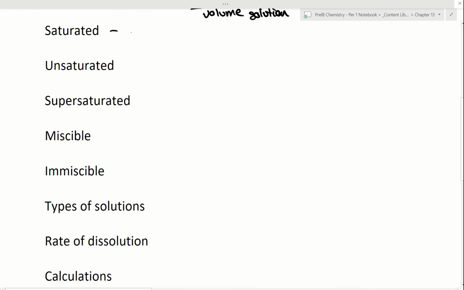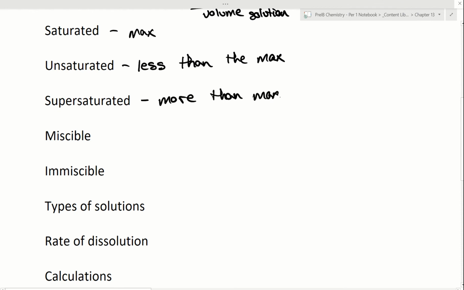Saturated means it's holding as much as it can, so the maximum amount. Unsaturated is less than the max. All right, which means if it's unsaturated, you can add more of the solute. Supersaturated is holding more than max at a given temperature. All right, so that means that you've heated a solution up, you've added a lot of solute at that higher temperature, and then when allowed to cool, it's holding on to that excess solute, so we say it's supersaturated.